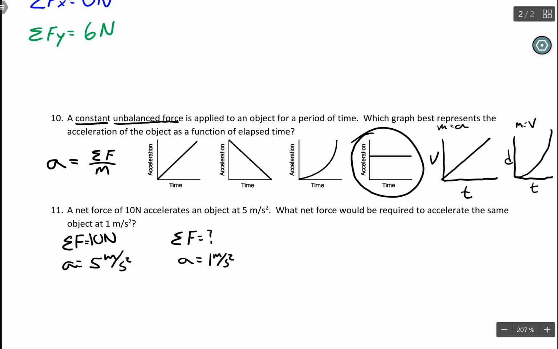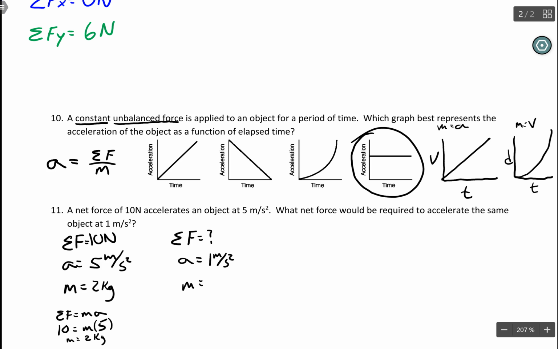There's two different ways to tackle these types of problems. One is with a lot of math, and one is kind of conceptual. So the first way I'll explain is with a lot of math. You could first figure out, okay, what is the mass of this object? That would be helpful to know, because if I know what the mass is, I could use Newton's second law to figure out what the force is. So the net force is equal to the mass times the acceleration. 10 is equal to the mass times 5, so the mass must equal 2 kilograms.